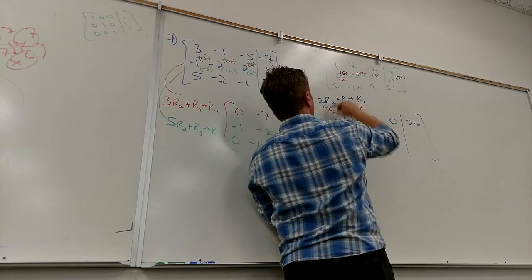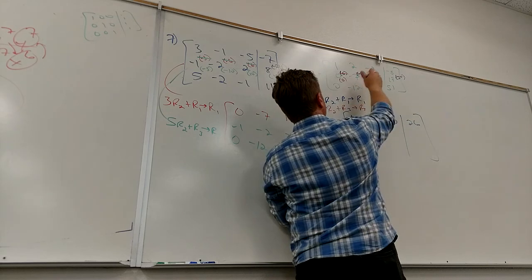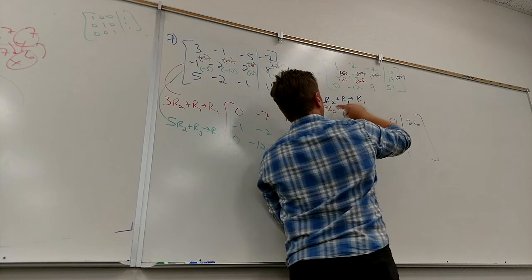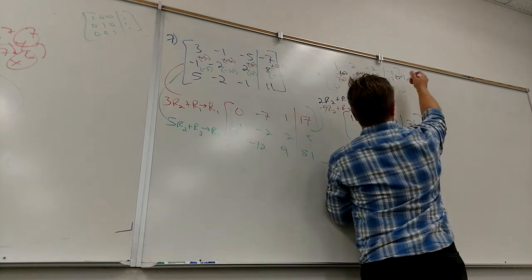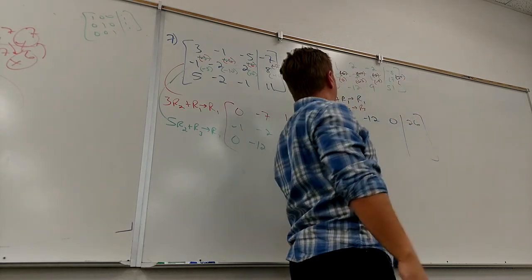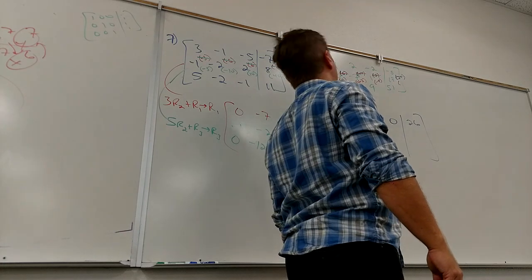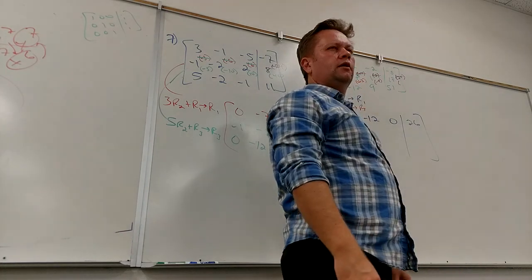Put the answer in row 3. So I get 0. -9 times 0 is 0. -9 times -7 is 63. -9 times 1 is -9. -9 times 17, 153? Yeah, -153.